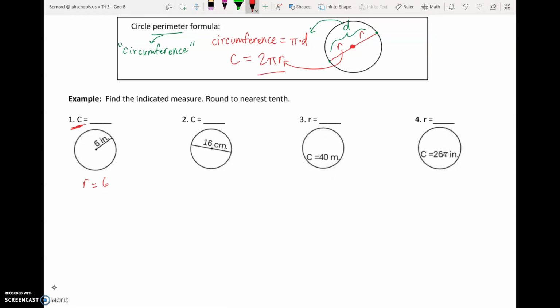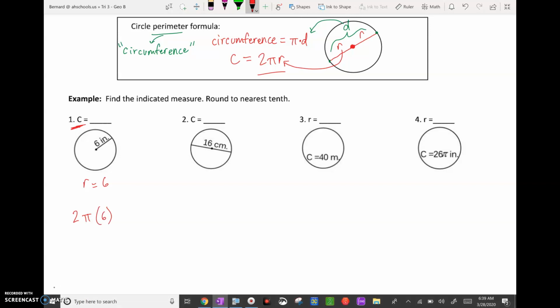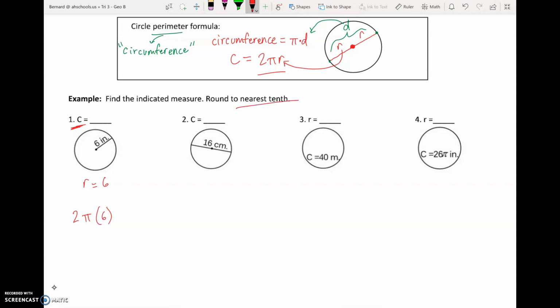We would use 2 pi r. And so our circumference would be 2 times pi times 6. And all you have to do is type that into your calculator. It says round to the nearest tenth.